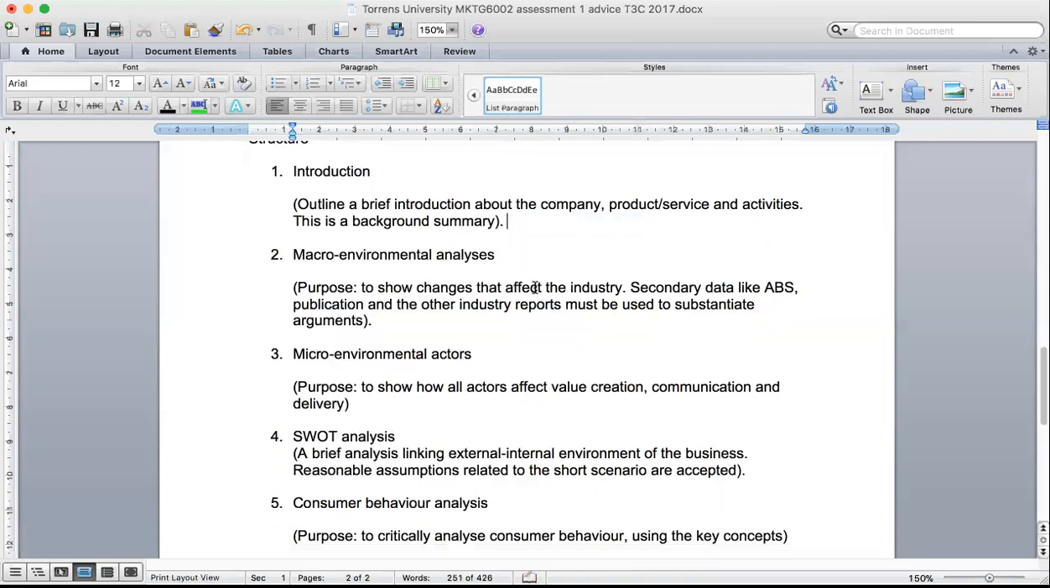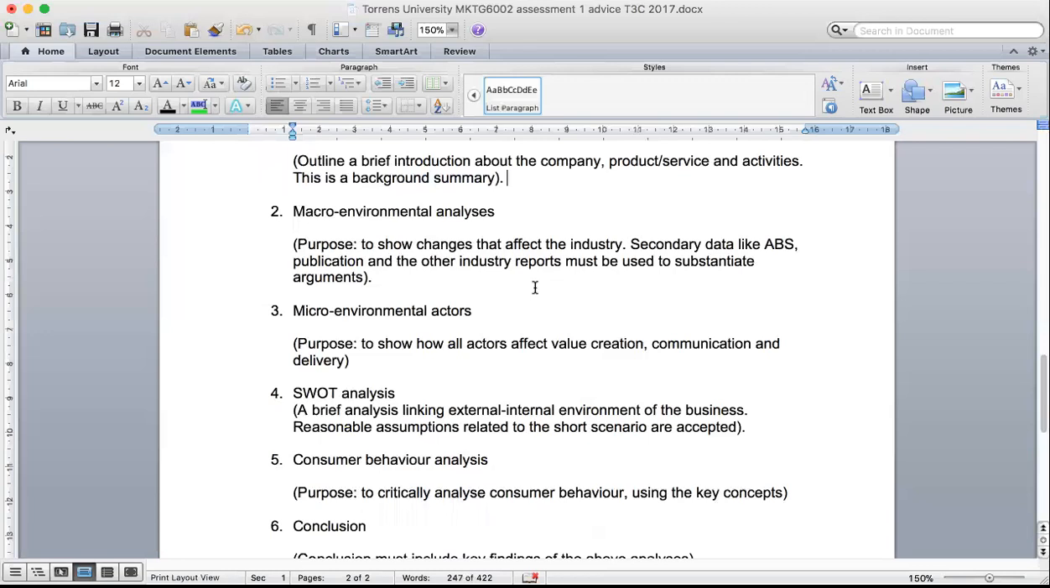Okay, all right. Now the next one is macro environmental analysis. Okay, and again you can look at data such as the ABS, Australian Bureau of Statistics, any publications, and other industry reports such as IBISWorld reports, as mentioned before. Now the purpose, again, is to show changes that affect the industry. Okay, so you need to specify the PEST forces that you analyze in order to show the changes and impact to business. Okay, impact to business, right? So they're the ones that you need to show.